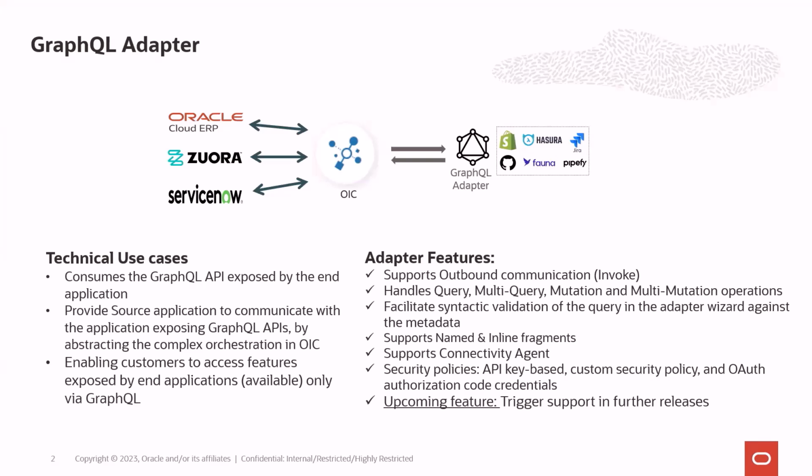It supports outbound communication, which is invoke, and it handles query, multi-query, mutation, and multi-mutation operations. It facilitates syntactic validation on the query against the metadata used. And it supports named and inline fragments, connectivity agent, and security policy. It supports API key based custom security policy and OAuth client credentials.